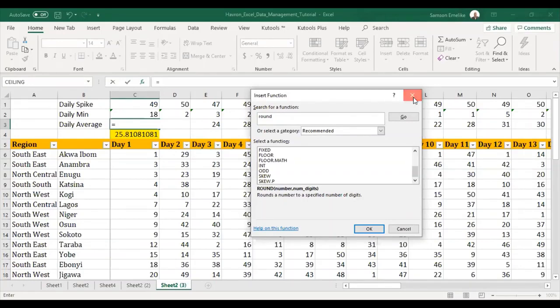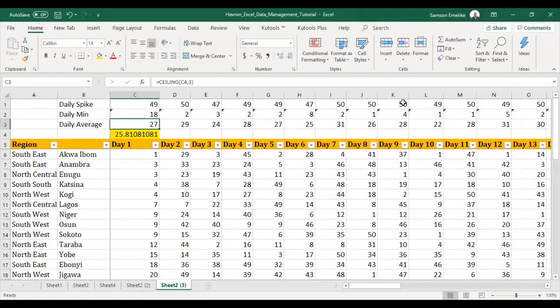Okay, so this is how we build this thing using the help function embedded in Excel spreadsheet. Okay, so I think we are done for today, for this morning rather.